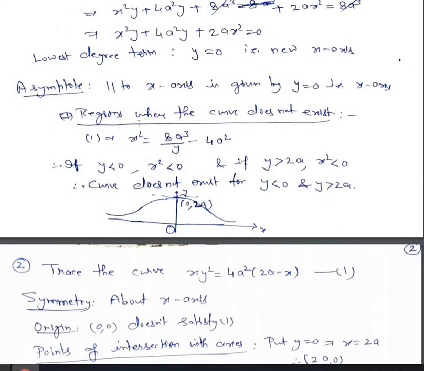And the last step is to find out regions where the curve does not exist. So from the equation of the curve you find x² = 8a³/(y − 4a²)... that is, x² is obtained from the equation. Now from here you see that if y is negative, then x² is negative, and if y is greater than 2a, then also x² is negative. So therefore the curve does not exist for y less than 0 and y greater than 2a. That means the curve lies between y = 0 and y = 2a.